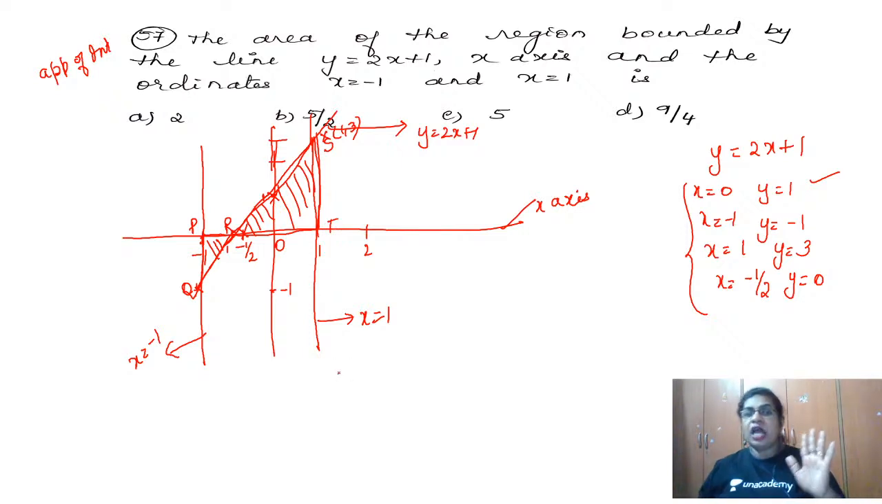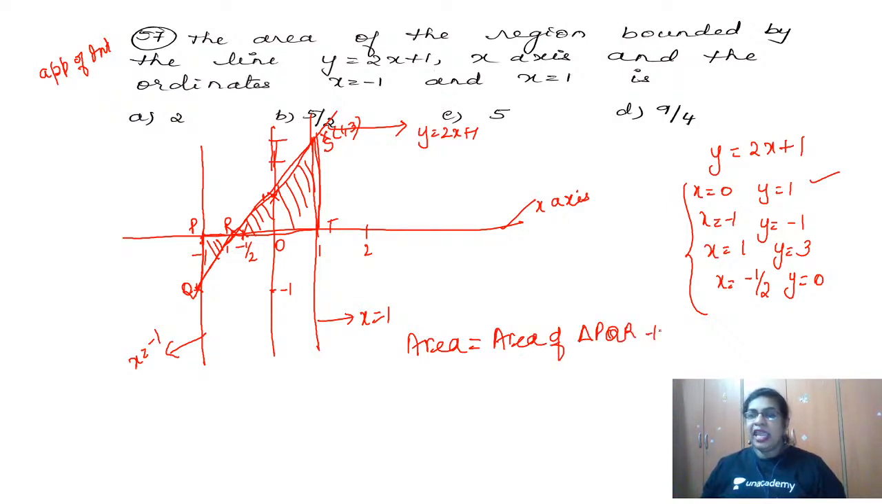So we want now the area. That is the area of triangle PQR and the area of triangle RST. And use the simple primary formula: area of the triangle is half into base into height. Okay, so let us see now. So the required area is the area of triangle PQR plus the area of triangle RST. Okay, so therefore just concentrate on the small triangle PQR.